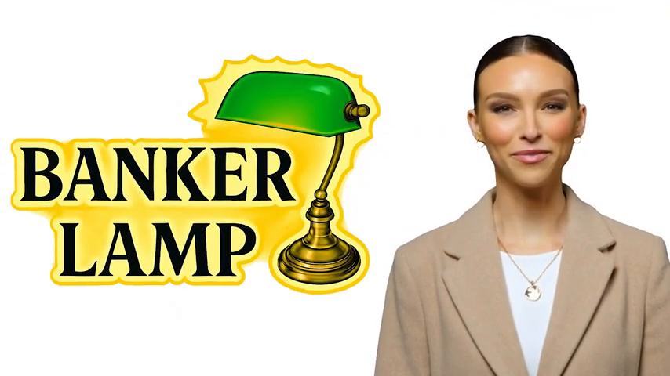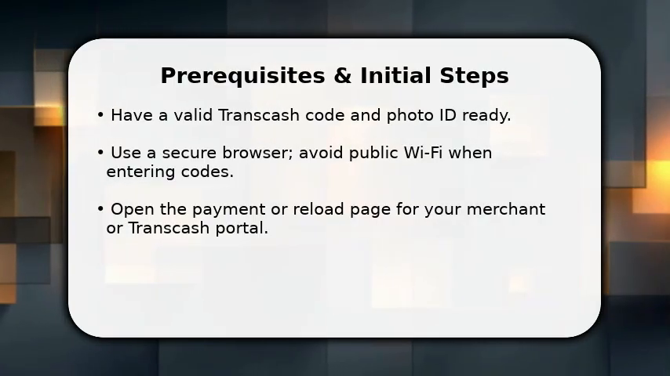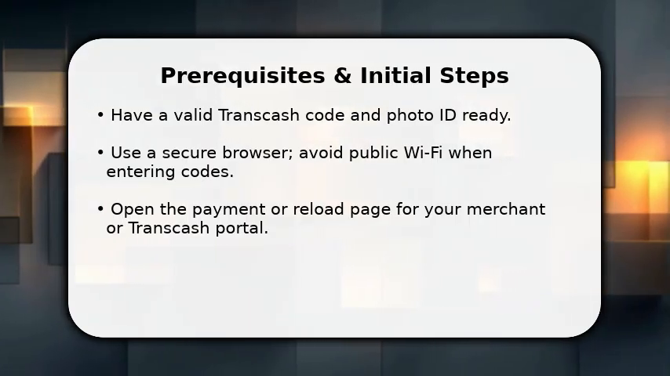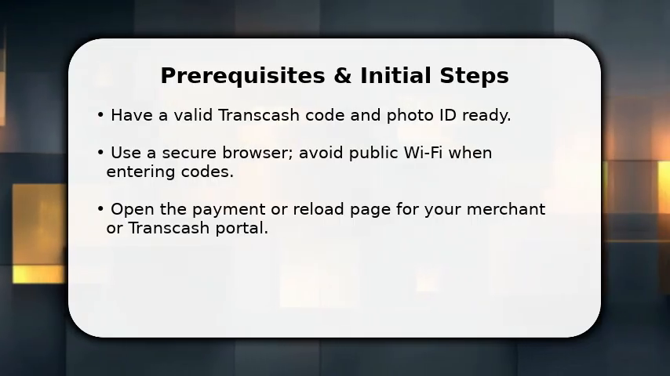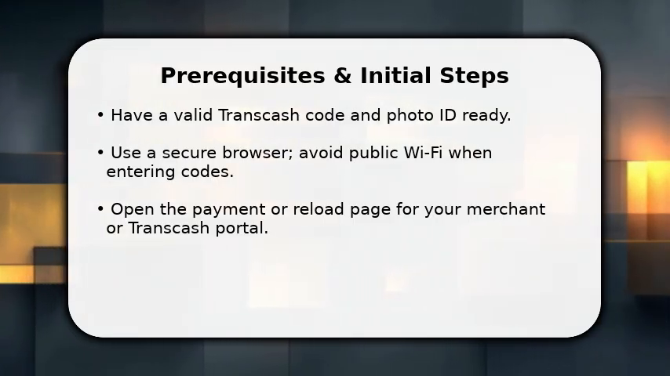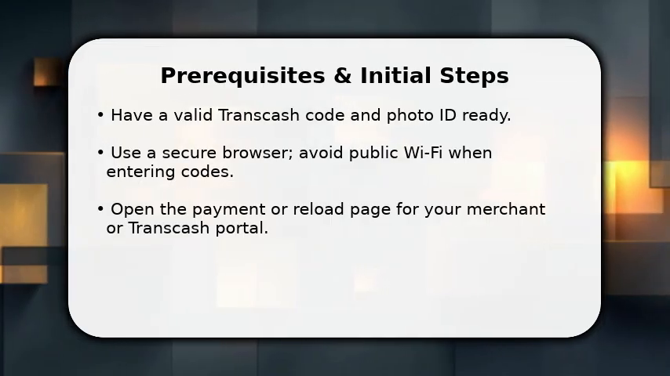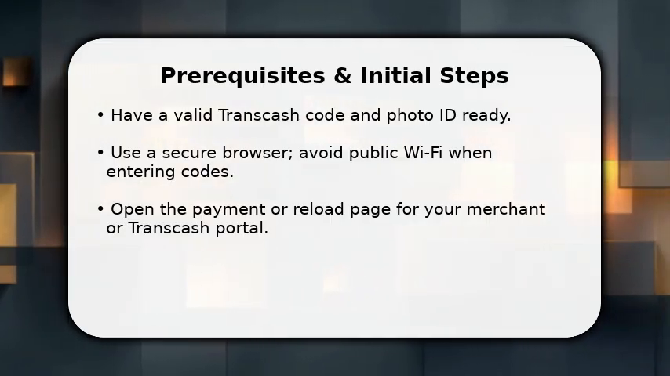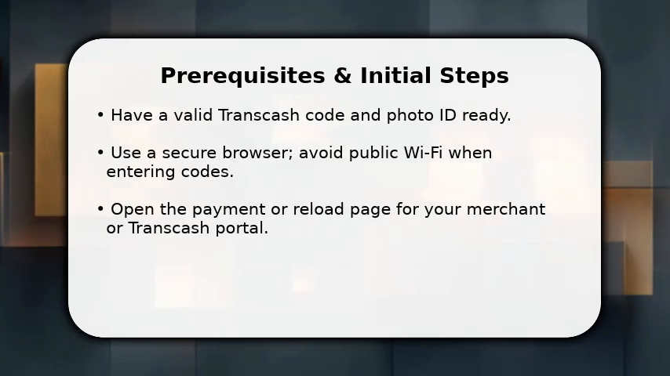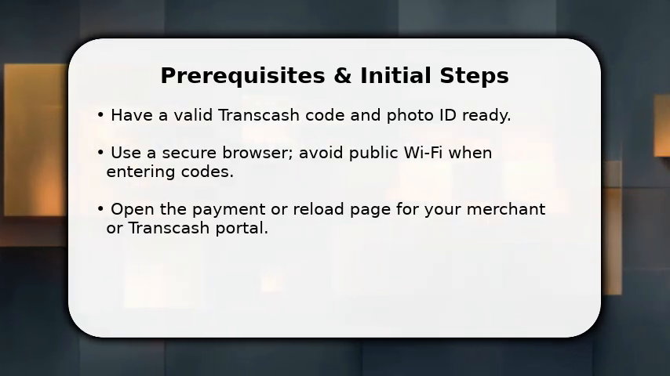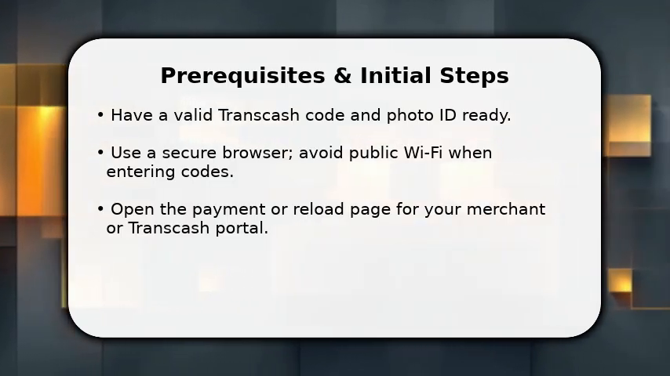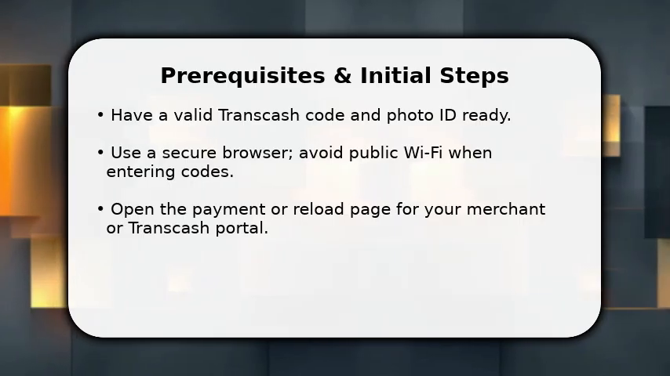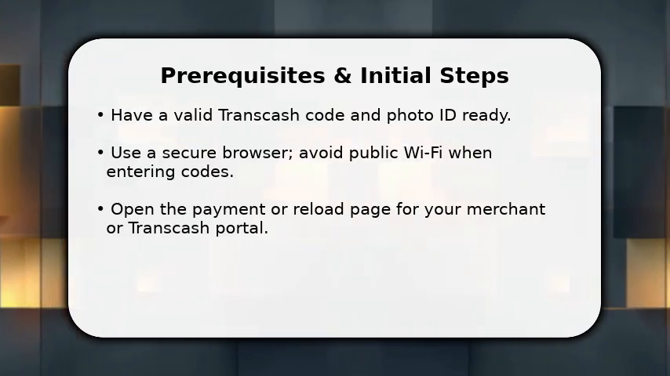Please enjoy the video. You start by confirming prerequisites: a valid Transcash code, matching ID, and a secure device. Enter the portal for payments or reloads. Choose the option that accepts Transcash codes. Once done, locate the Enter Code field and type exactly as printed. Hyphens and digits matter. Make sure to double-check characters before submitting to avoid lockouts. This first action prevents simple errors and positions you to complete the transaction smoothly.